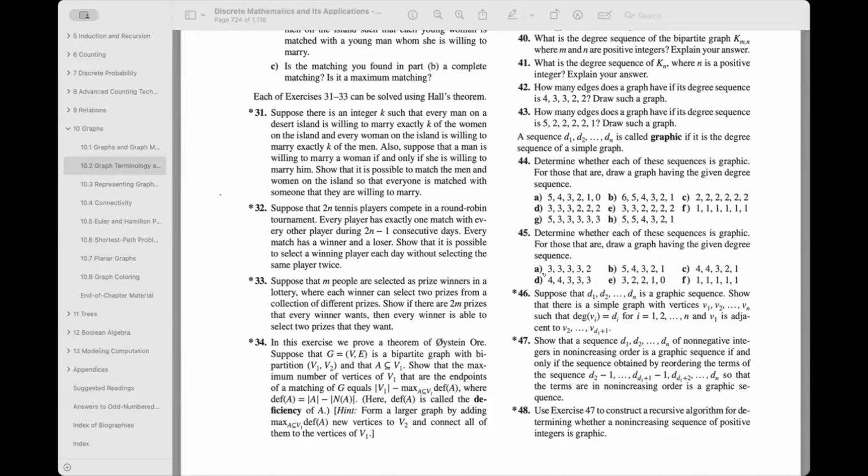Suleiman, do you have any idea of how to go about solving this? So I don't waste everybody's time trying to figure it out. So, what does Hall's theorem say? Such that every man on yada. Also suppose that a man is willing to marry a woman if and only if she is willing to marry him. Show that it is possible to match the men and women, matched with someone they are willing to marry.